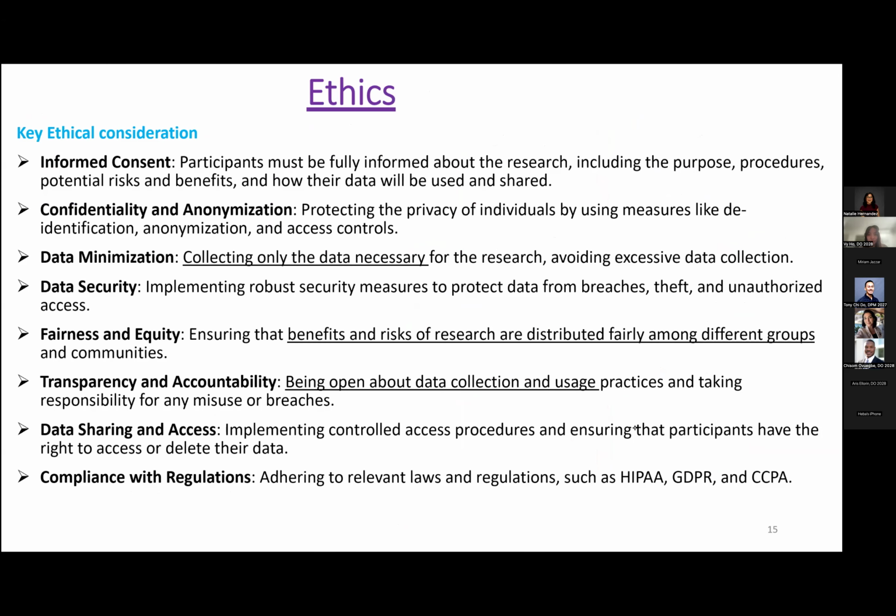So the key ethical considerations are taking informed consent, confidentiality and anonymization, and data minimization. We have to collect the data which is needed. We should not collect all the data. Then data security, fairness and equity. Fairness and equity mean that the output of whatever data you are collecting should be equally shared in the community, and the risk and benefit ratio should be looked at. You should be very fair that these are the risks, these are the benefits.